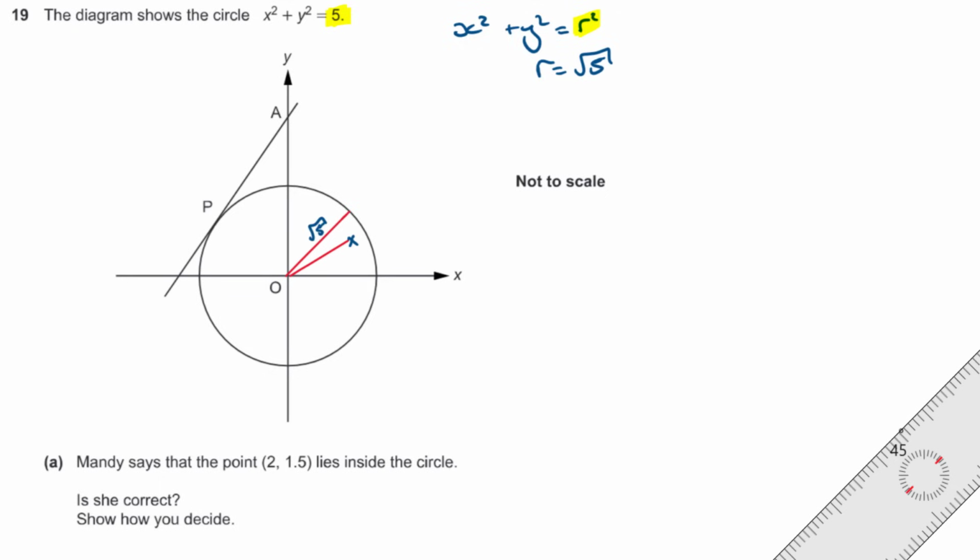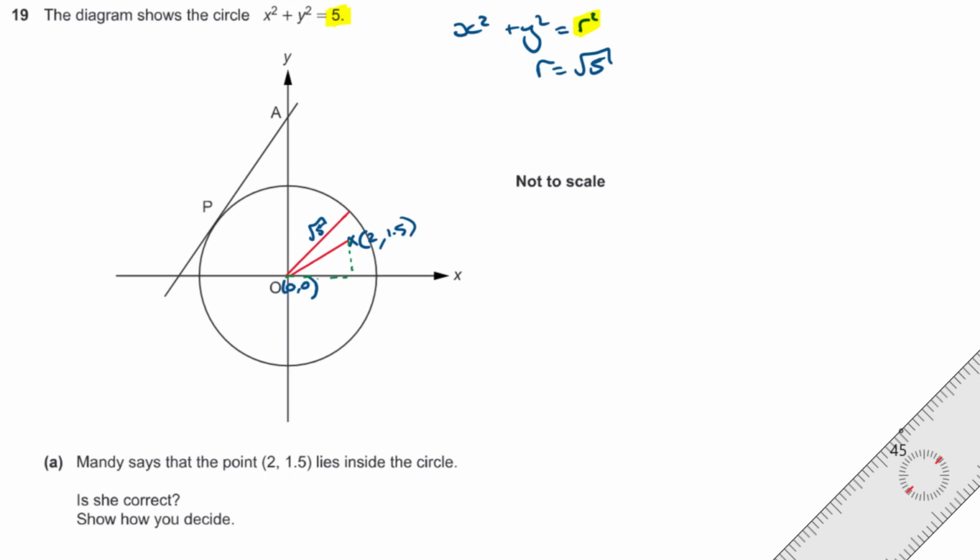If we then find the distance between the origin (0, 0) and our point x, which is the point (2, 1.5), and it's greater than root 5, then we know it lies outside the circle. If it's less than root 5, we know it's on the inside of the circle. So we just need to use a bit of Pythagoras' theorem here, work out that distance and that distance, and then use Pythagoras' theorem to find the length.